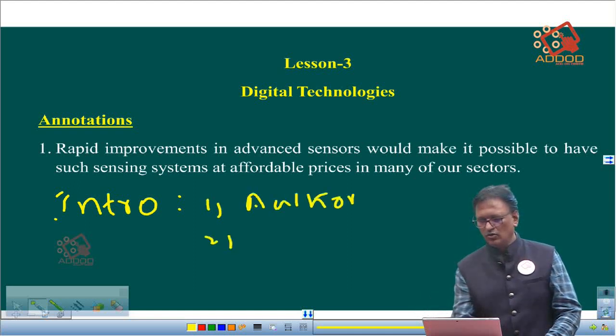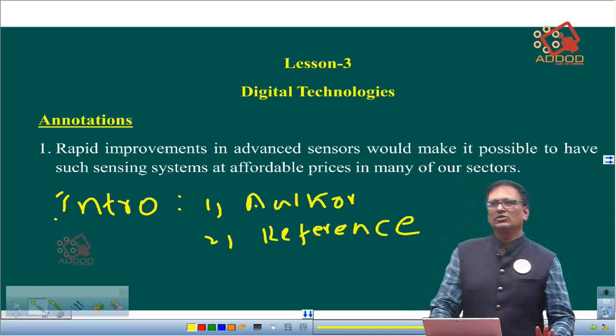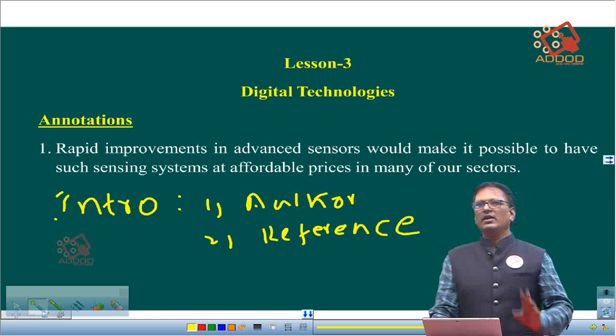Point number 2, reference. More than these 2 points, nothing is to be covered under the introduction part. All of you please make a note of this. We are dividing the answer for the annotation into 3 different sections.